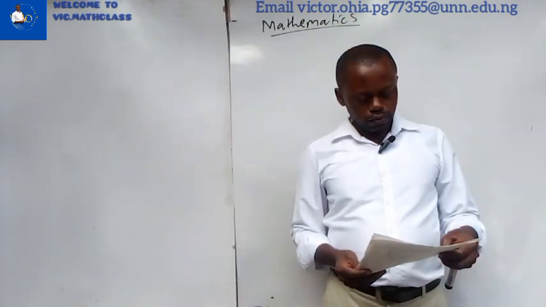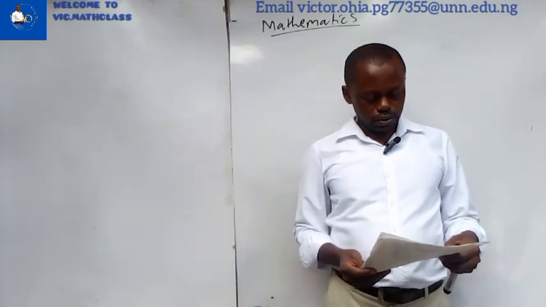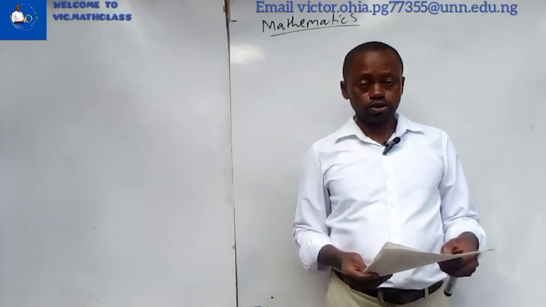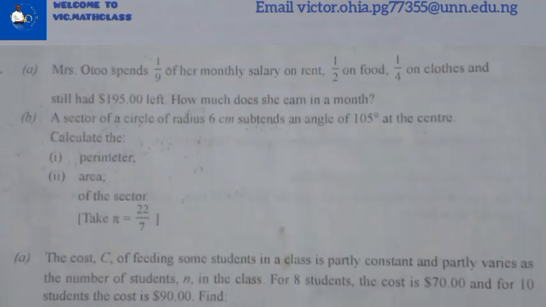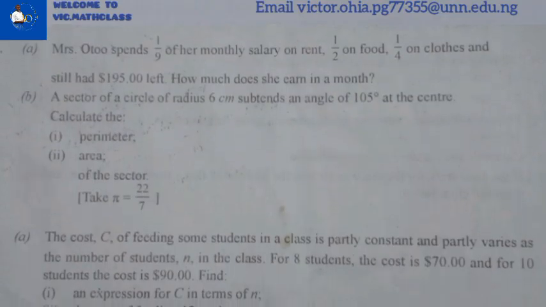So we are in question number 9B of section B. The question says a sector of a circle of radius 6 cm subtends an angle of 105 degrees at the center. Calculate the perimeter and the area of the sector.